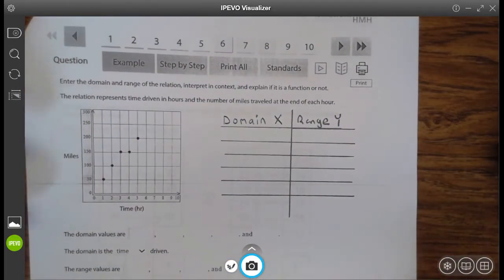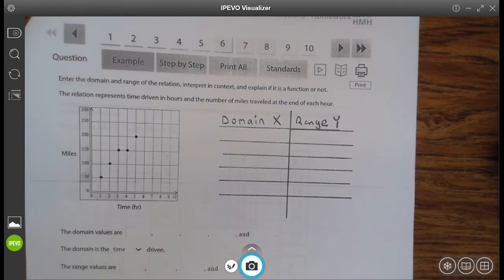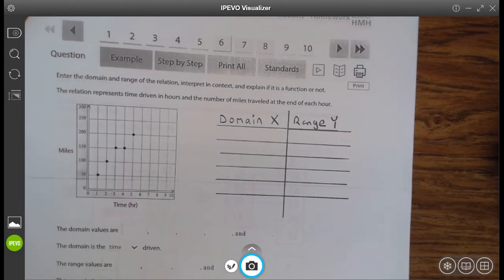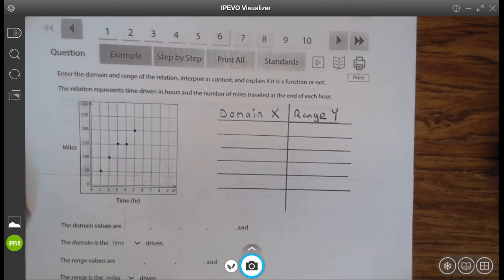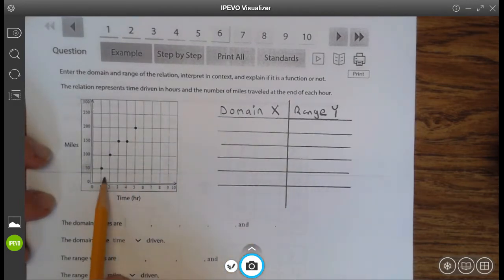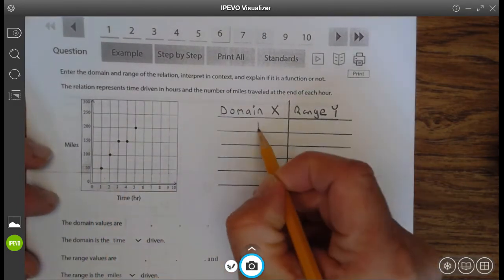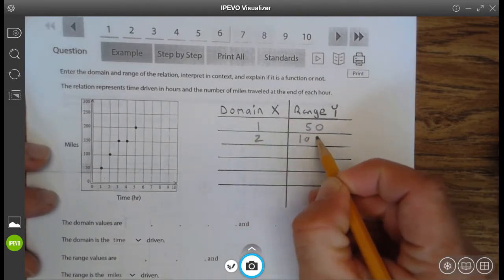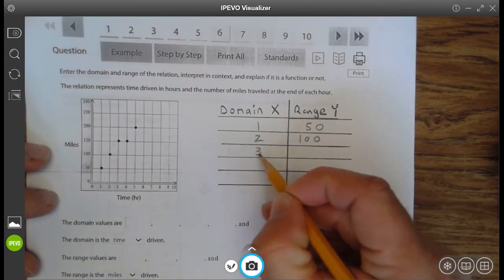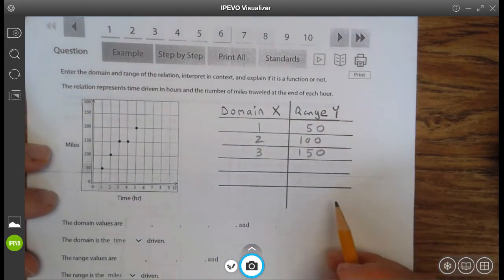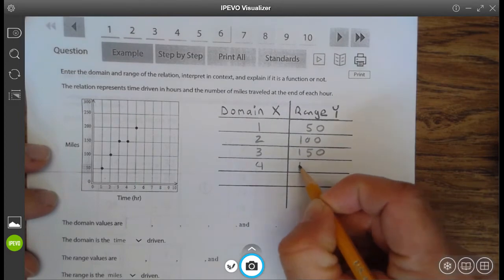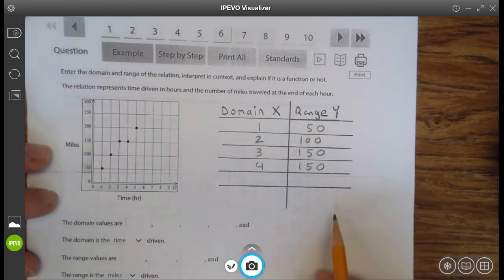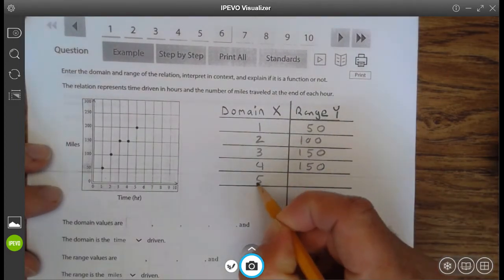Take a look at example 6. Identify the domain and range of the relation, interpret the context, and explain if it is a function or not. The relation represents the time driven in hours and the number of miles traveled at the end of each hour. Again, we're going to need to make a table based on the graph. So the first point is 1, 50. The second point is 2, 100. Then 3, 150. 4, 150. And then 5, 200.